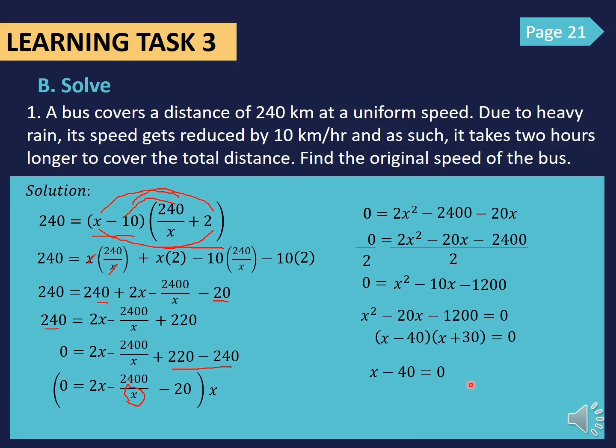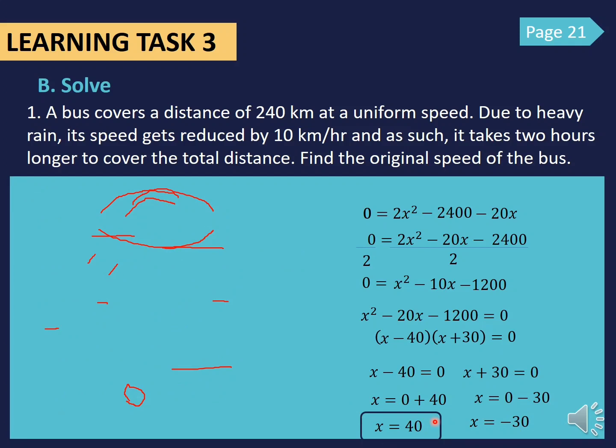Now, let us form two linear equations. So, x minus 40 equals 0 and x plus 30 is equal to 0. So, x is equal to 0 plus 40, and x is equal to 40. So, that is our x sub 1. x equals 0 minus 30, transposition. So, x is equal to negative 30. Now, since we are looking for the original speed of the bus and wala naman tayong negative na speed, we can reject the value of x sub 2. So, we can say that x is equal to 40.